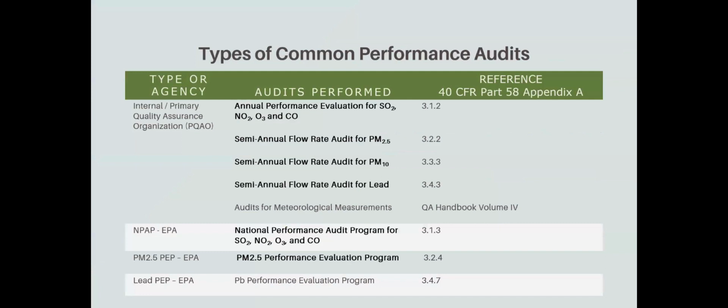Here's a variety of different types of performance audits that your monitoring network may be subject to, and the relevant reference. The ones that are in bold are the ones I'm going to go over today, and probably the ones that your networks will most likely be subject to. The first set of audits, which are labeled as internal or PQAO, are the audits that your organization should be implementing yourselves, while the remaining three at the bottom are the ones that EPA will implement and provide resources and personnel for.